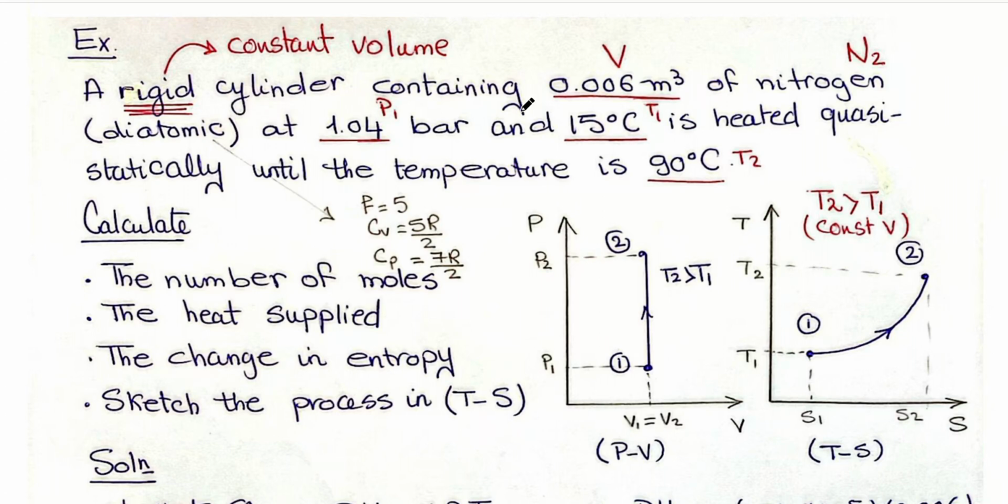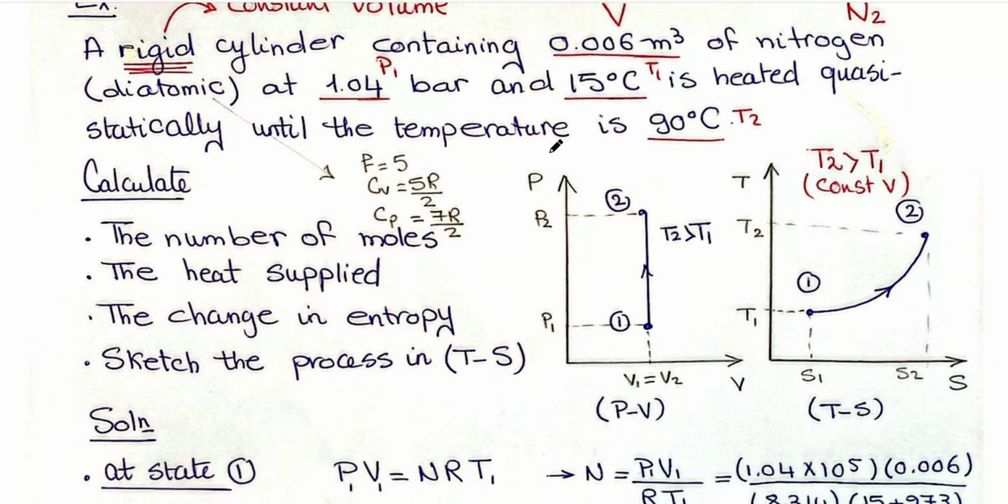This cylinder is containing this volume of nitrogen. So this volume will be constant all over the thermal process. When you see the symbol of nitrogen, you know that nitrogen is a diatomic gas. At 1.04 bar, this is the pressure, and 15 degrees is the temperature. It is heated quasi-statically until the temperature is 90 degrees. So now I will increase the temperature from 15 to 90.